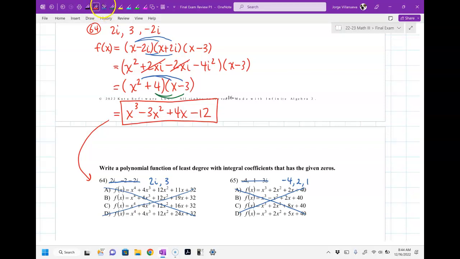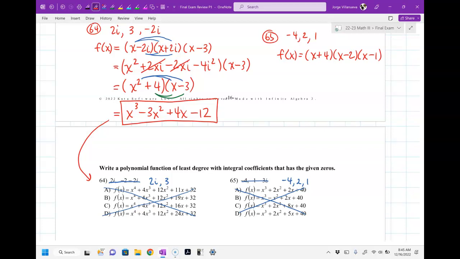So let's do number 65. They gave me a negative 4, a 2, and a 1. Let me write that out. Negative 4, 2, and 1. So that's going to be f of x equal to x plus 4, x minus 2, x minus 1. Notice I don't write plus or minus 1, plus or minus 2. You don't do that with normal numbers, just the imaginary ones, okay? So this only has 3 solutions.